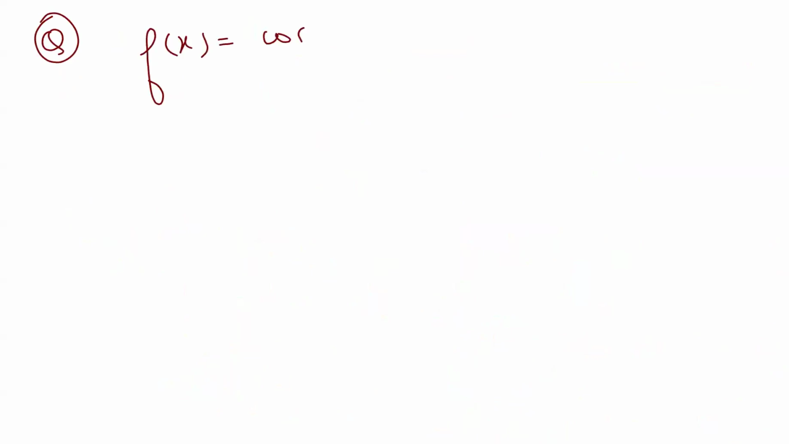F of x is equal to cos x by 3. See now, sine theta or cos theta, the values always lie between minus 1 and 1. You should remember this from the trigonometric functions. Whatever answer of sine and cos is there, it is always between minus 1 and 1.